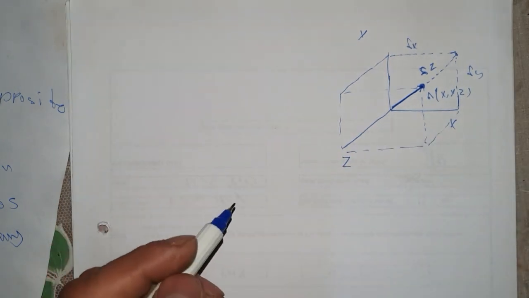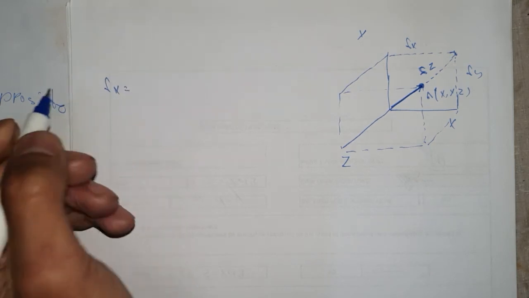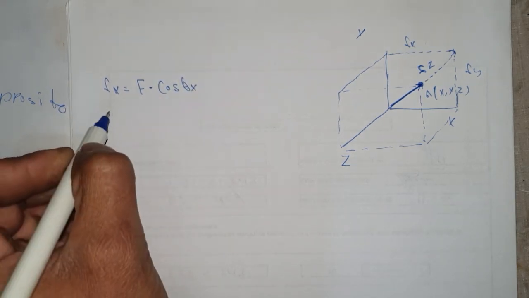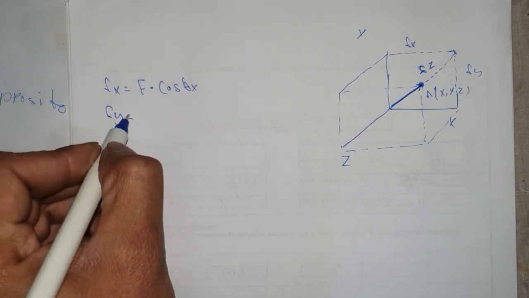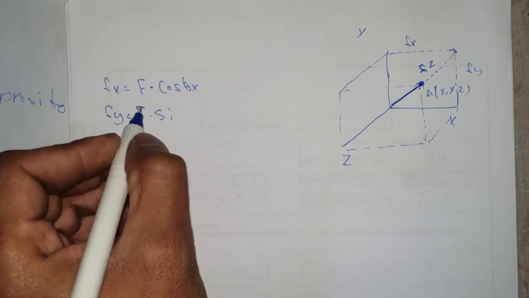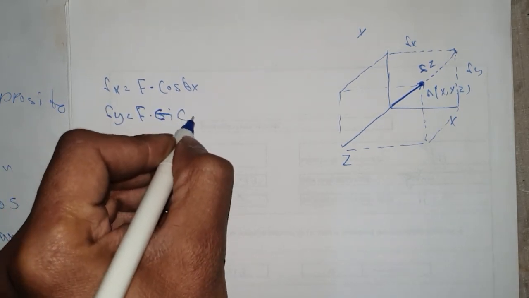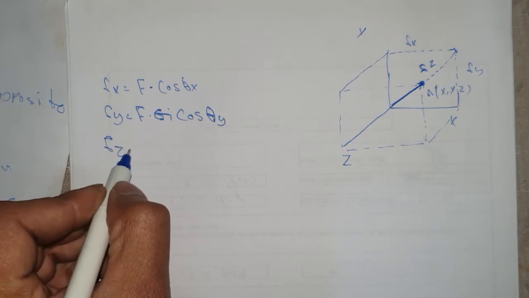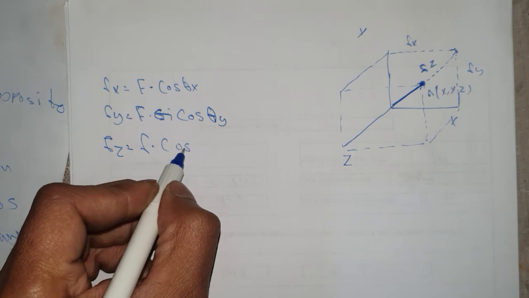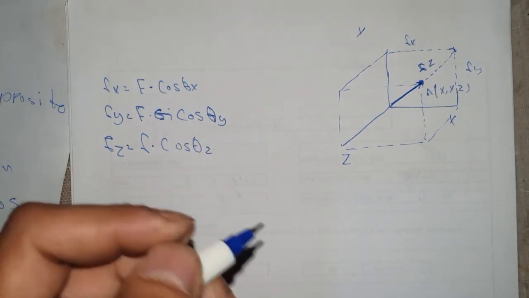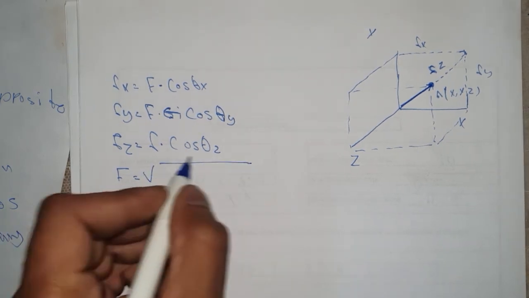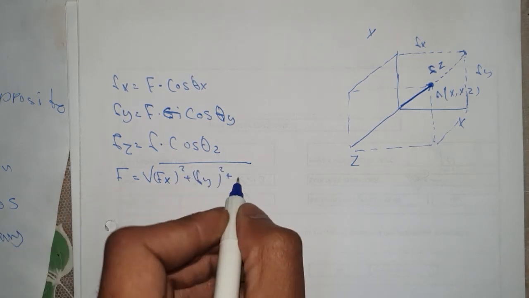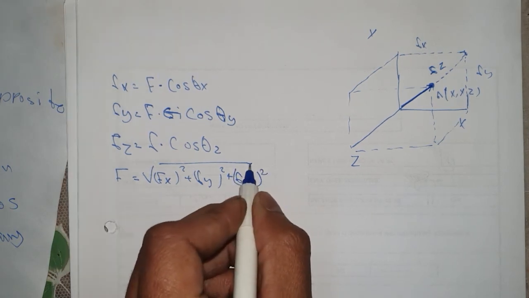Now we will find the components. Fx is equal to the force multiplied by cosine of theta x. To find the y component, Fy is equal to force times cosine of theta y. To find Fz, the force is multiplied by cosine of theta z. To find the resultant force, F is equal to the square root of Fx squared plus Fy squared plus Fz squared.